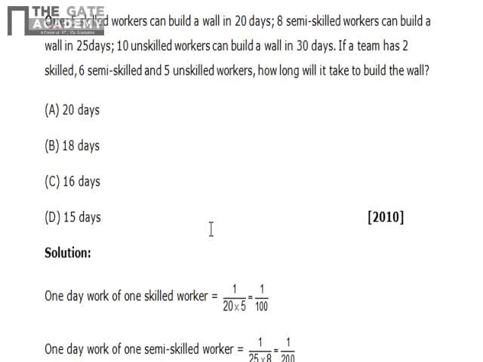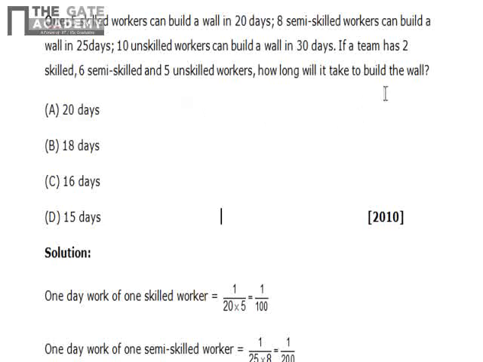Now we'll see problems asked in GATE papers. This is the first problem, which was asked in the 2010 paper. 5 skilled workers can build a wall in 20 days. That means 1 skilled worker will build that wall in 100 days. 8 semi-skilled workers can build a wall in 25 days. 10 unskilled workers can build the same wall in 30 days. If a team of 2 skilled, 6 semi-skilled and 5 unskilled workers are working, how long will it take to build the wall?